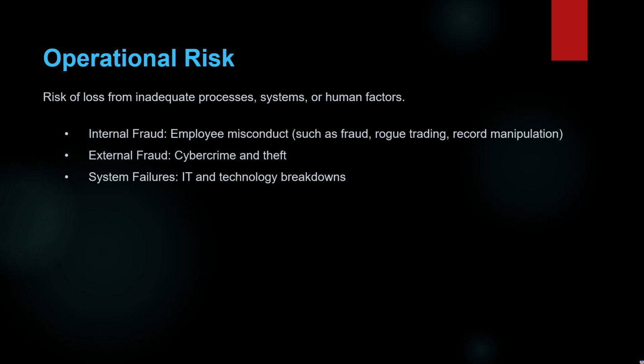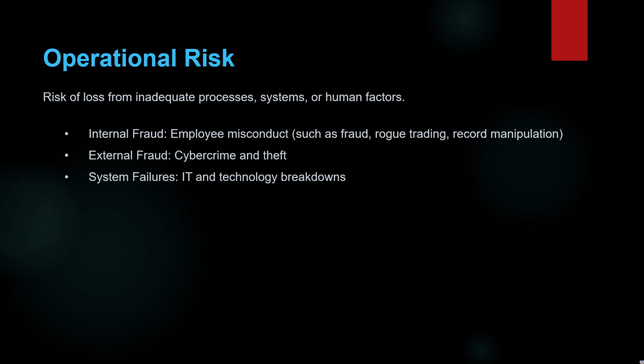External fraud includes cybercrime, hacking, theft, and increasingly ransomware attacks. Financial institutions are prime targets for cyber criminals because that is where the money is. In 2016, hackers stole $81 million from Bangladesh Bank using fraudulent SWIFT messages. These attacks are becoming more sophisticated every year.